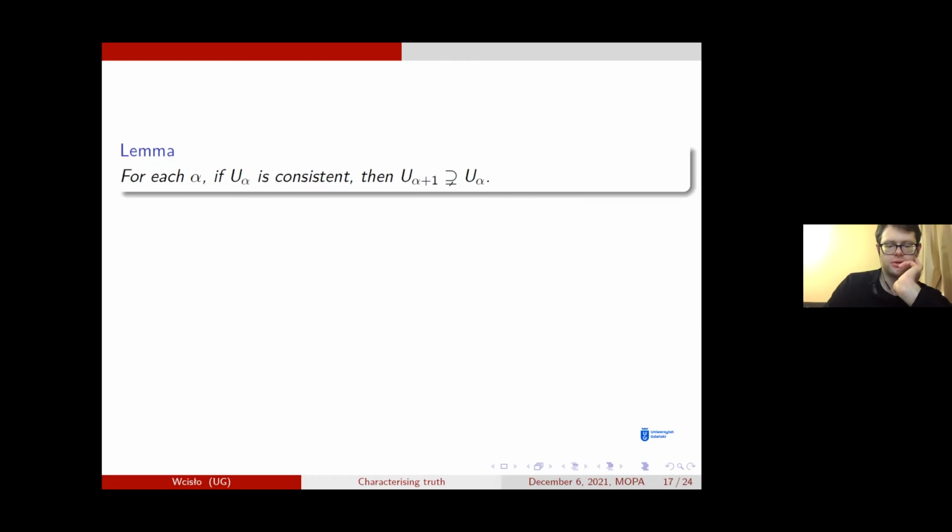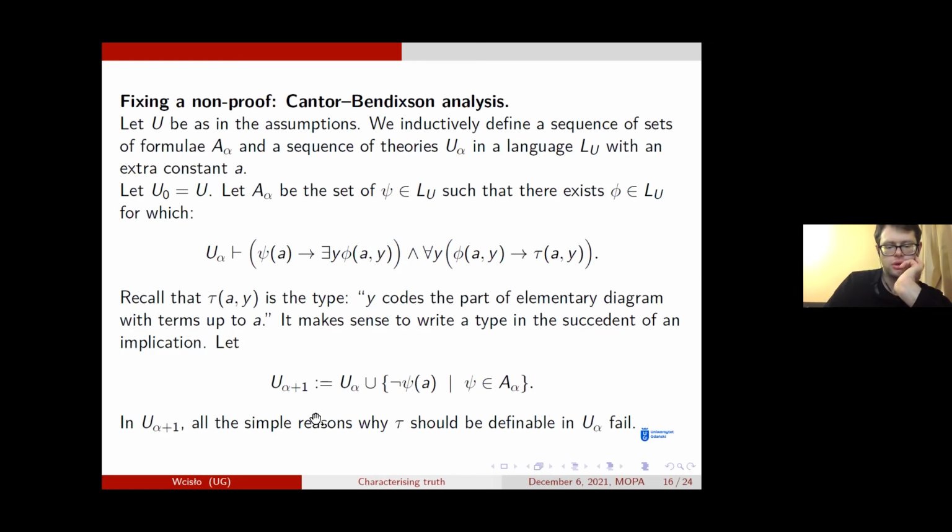Okay, so let's go one slide back. You start with U. At each step, you take those formulae such that if a formula holds of some element, then you can easily define a portion of the truth predicate for parameters up to that element. And now in the next theory, you say A is one of those hard cases. All those simple reasons why tau should be definable fail. And now U alpha plus 1 is never the same theory. As long as U alpha is consistent, U alpha plus 1 is not the same theory as U alpha.